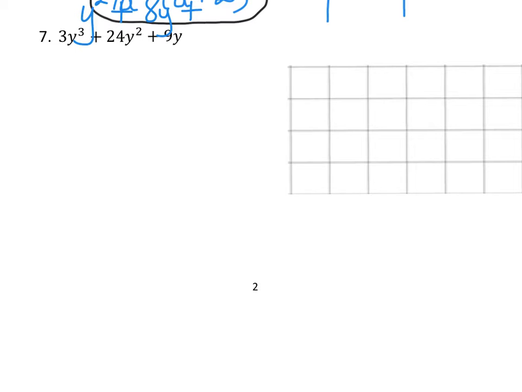And then finally, 3 goes into 9 3 times. And y goes into y 1 time. And so our last term is a 3. And then we need to remember to bring back our greatest common factor. So we have 3y times y squared plus 8y plus 3.